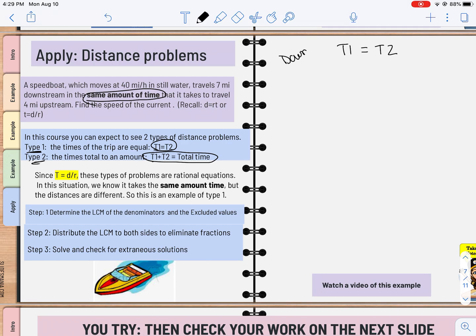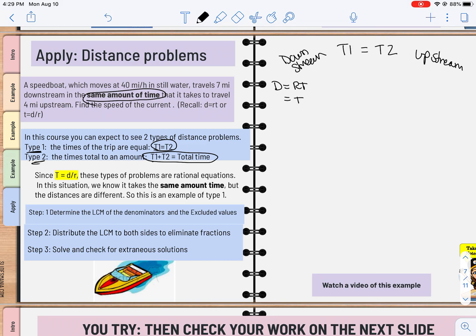And so in this case, we are going downstream versus upstream. So we're going to spend the same amount of time going downstream as upstream. Now the situation is when you're going downstream, the current is going to make you go faster. So therefore you would go further downstream in that same time, as opposed to going upstream where you're going against the current. It's going to slow you down. So you wouldn't be able to go as far upstream in that same time frame.